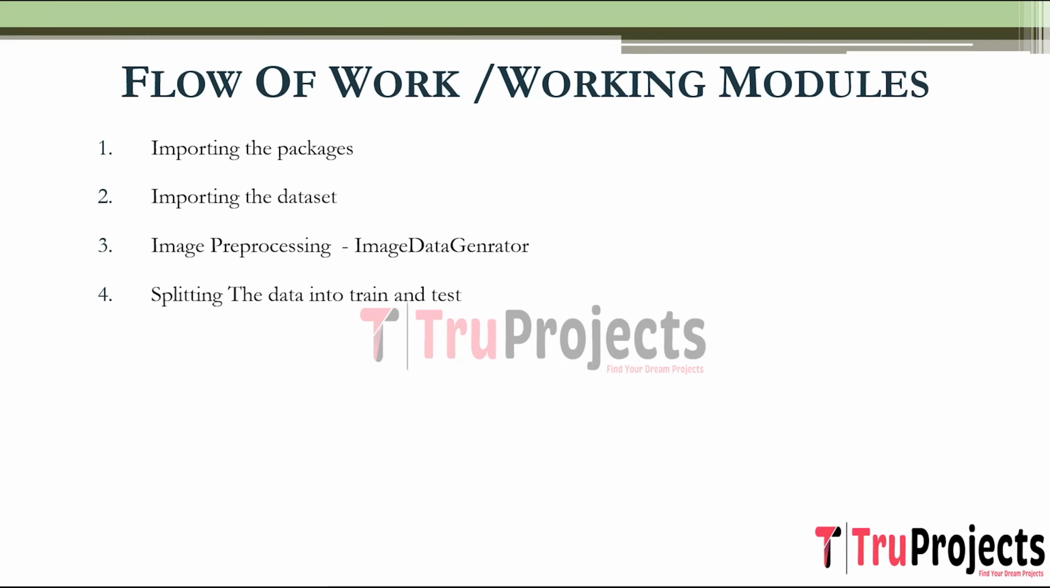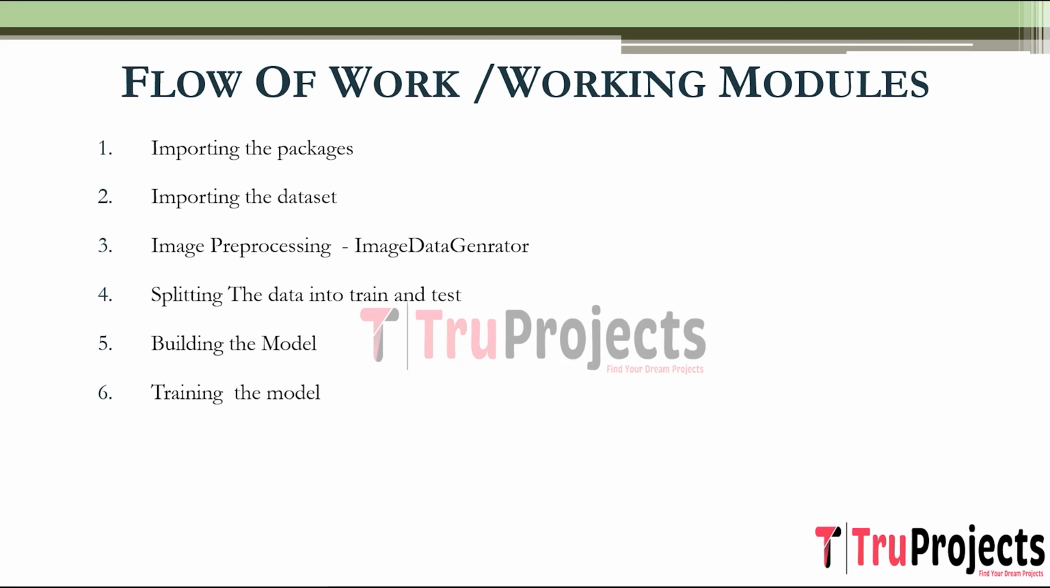Coming to the next step, which is splitting the data into train and test. The dataset is split into two subsets. One is the training set and the other one is the test set. The training set is used to train the deep learning model, while the test set is used to evaluate the performance and generalization ability. Coming to the next step, which is building the model. Here, the transfer learning model architecture is defined and constructed. This step typically involves selecting appropriate layers, specifying activation functions, and configuring model parameters.